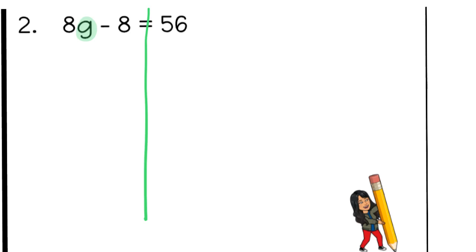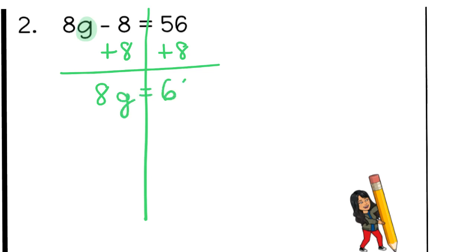My next step will be to figure out what I want to get rid of. It's the -8. The -8 belongs on the other side with the 56, so I am going to add 8 to both sides. This will give me 8g equals 64.